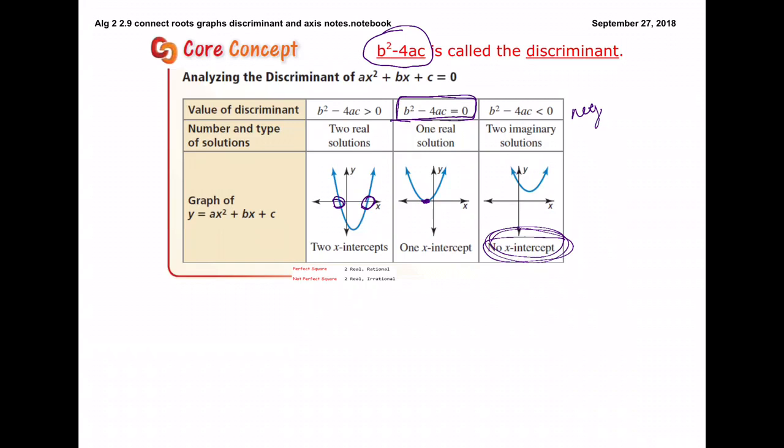If we're looking at a perfect square, we will always have two real rational roots. If we are looking at not a perfect square, we will have two real irrational roots.